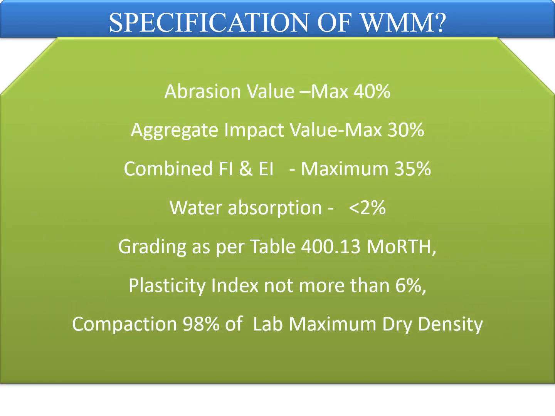The materials to be used in WMM should meet the following specifications: abrasion value of the material should be maximum 40%, aggregate impact value should be maximum 30%, combined flakiness and elongation index should be maximum 35%, water absorption should be less than 2%, and the grading should meet the requirements given in table 400.13 of MORTH. Plasticity index should not be more than 6% and the compaction should be 98% of the lab maximum dry density.